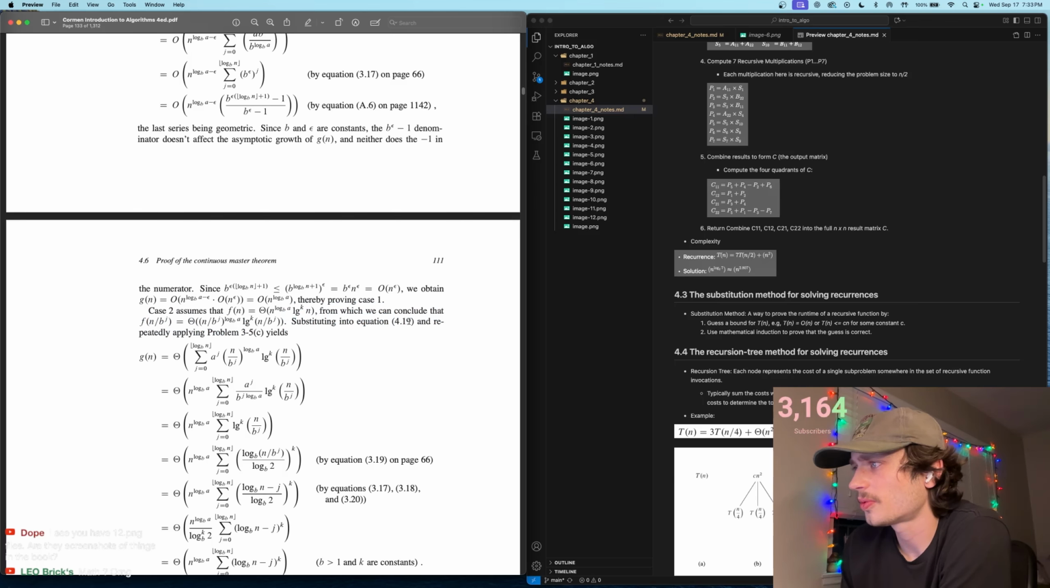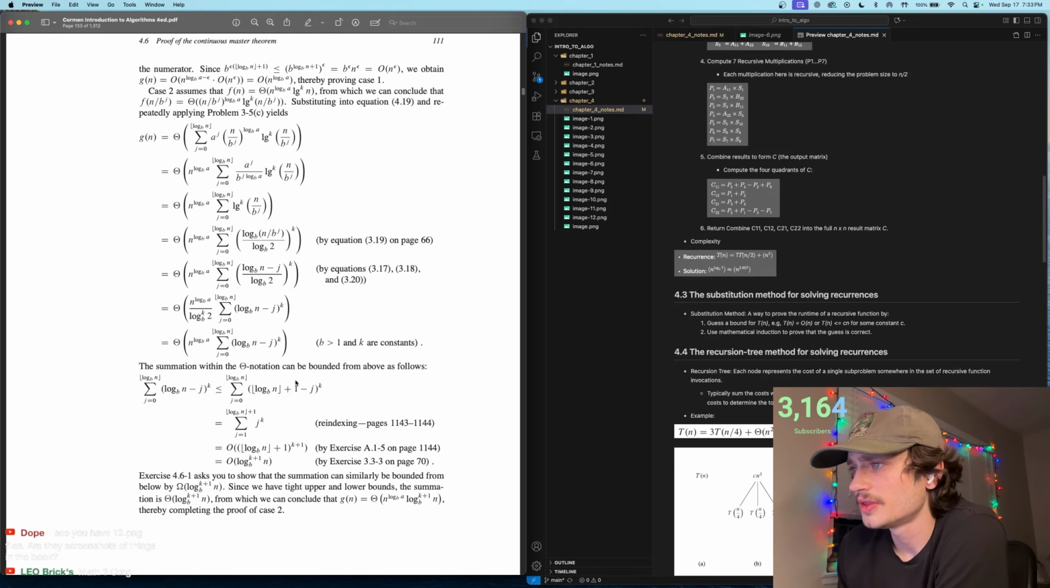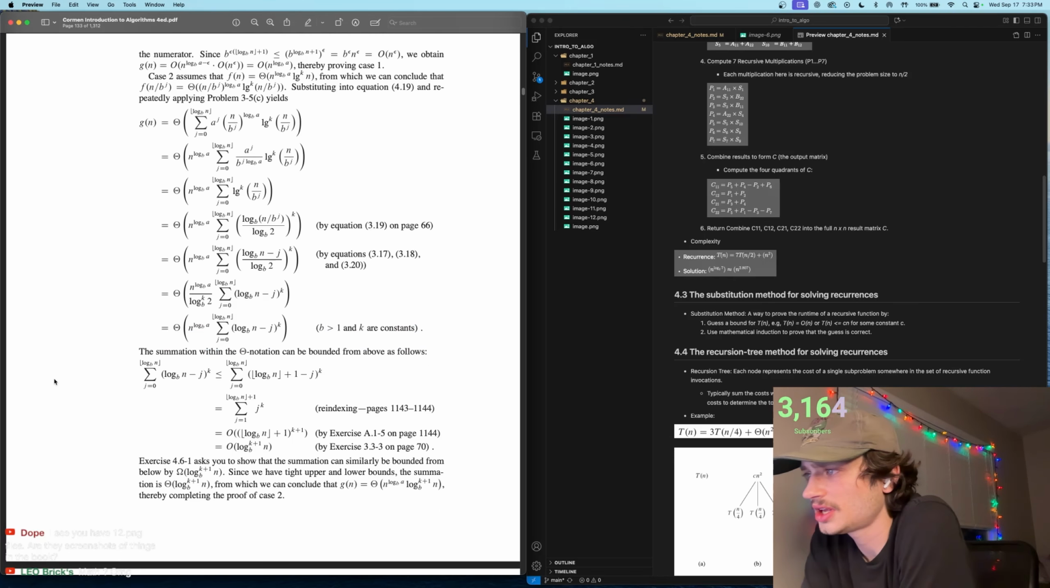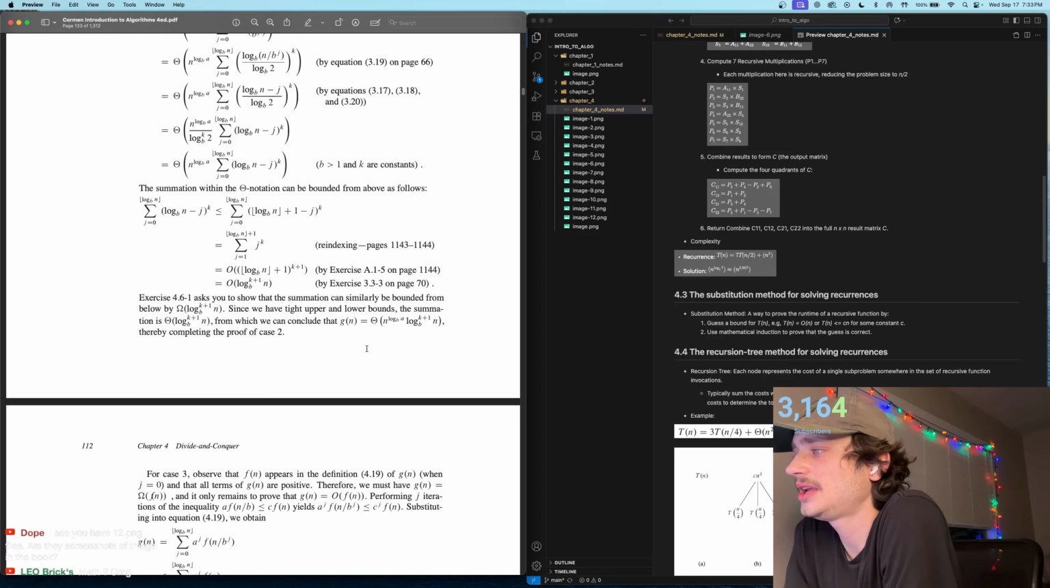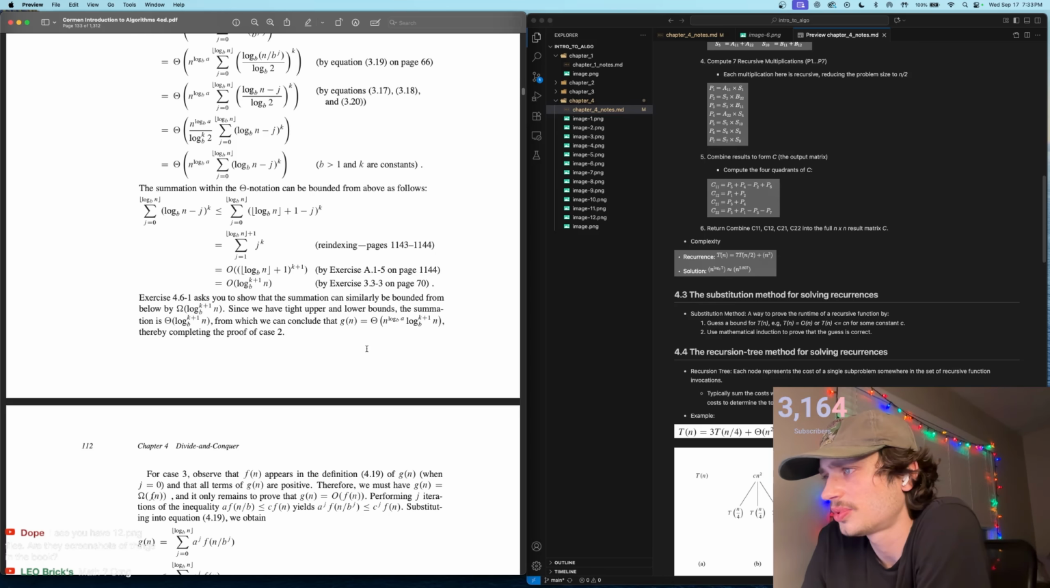Substituting into equation 4.19 and repeatedly applying problem 3-5c yields this down to here. The summation within the theta notation can be bounded from above as follows. Exercise 4.6-1 asks to show that the summation can similarly be bounded from below by omega of log base b to the power of k plus 1 times n. Since we have tight upper and lower bounds, the summation is this, from which we can conclude this, thereby completing the proof of case 2.